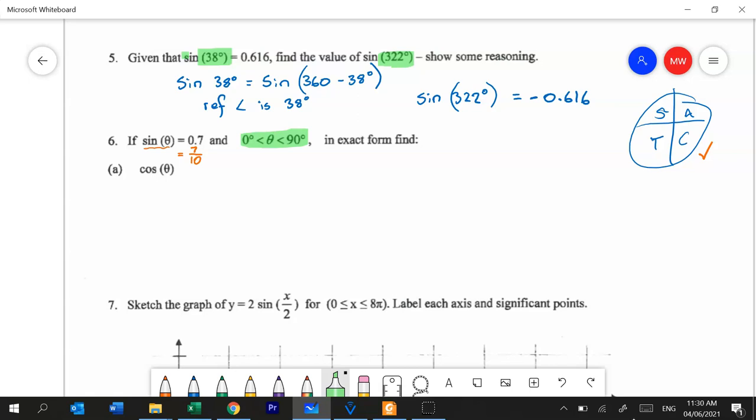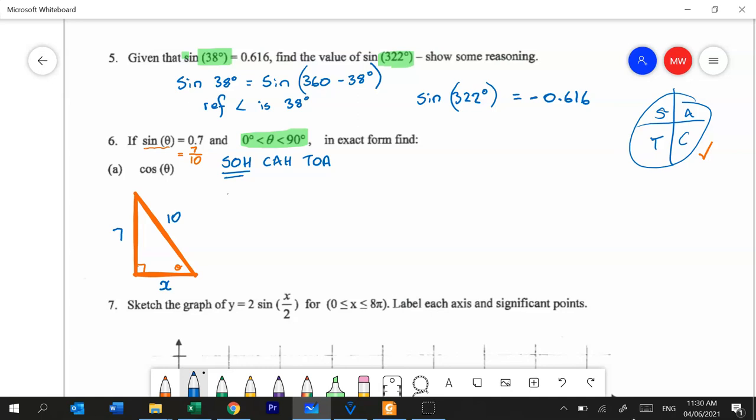Now, getting back to it, you can draw a right angle triangle. You can pop theta down in the corner down there. Using sine theta, we know that sine in SOHCAHTOA is opposite over hypotenuse. So taking this rule here, the opposite will be 7, the hypotenuse will be 10. And now I can find this, because this will help me find what cos theta is.